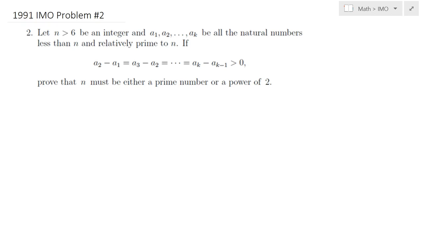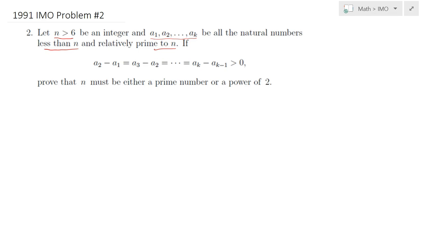Hello everybody, in this lecture we will be solving 1991 IMO problem number 2. Here's a view of this problem. We're given an integer n strictly greater than 6 and a sequence of natural numbers such that each one of them is strictly less than n, and they are all relatively prime to n.